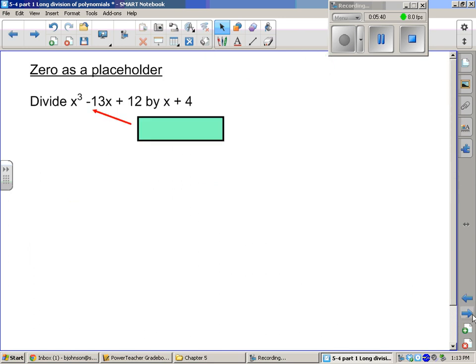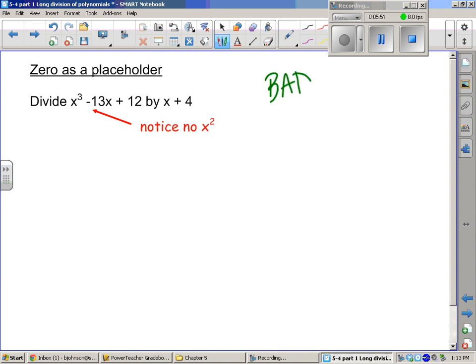But this one has something weird going on there. Ooh. It's missing something. So if you notice, there is no x squared term. And I want to show you what would happen if you didn't notice this.